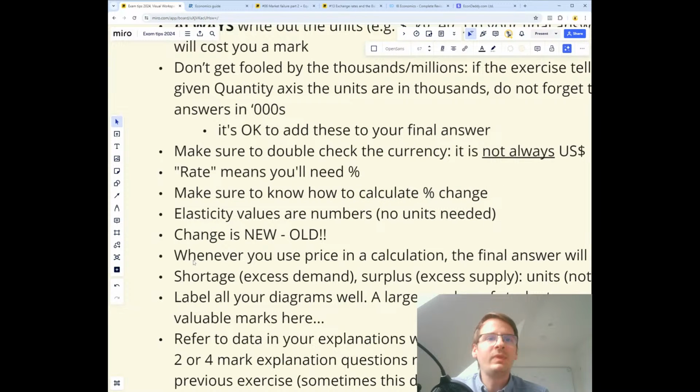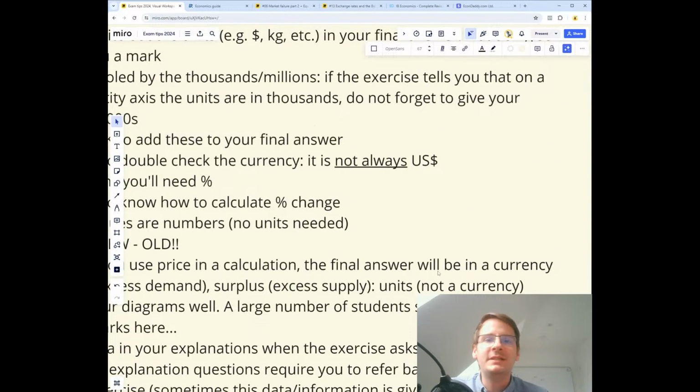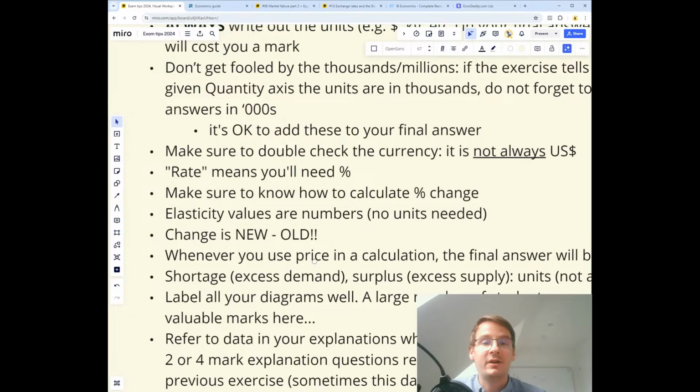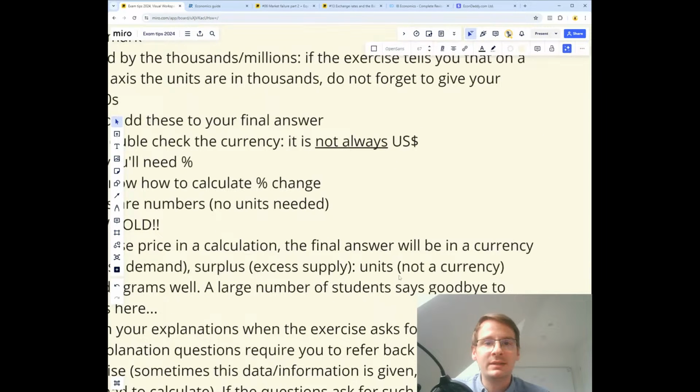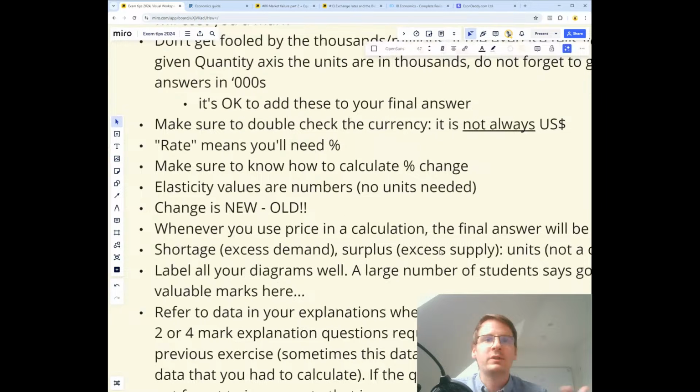Also, whenever you use price in a calculation, the final answer will be dollars or Indian rupees or whatever, really, euros maybe, whatever the currency is in the question. So price in the calculation means currency will be the units. Also, shortage or a surplus is always units, okay? Most usually kilograms or tons, okay? Not price or not a currency.